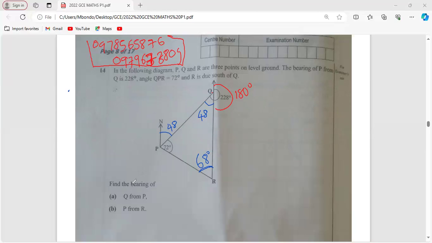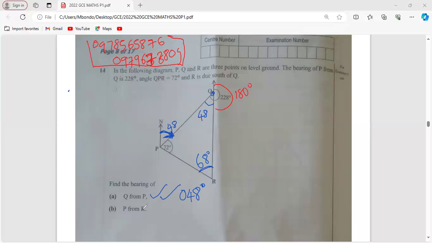What are we supposed to find? We are supposed to find the bearing of Q from P. The bearing of Q from P is actually going to be this bearing here. And this is already done. We have already done this, and our answer is going to be 048 degrees, because we focus on the three-figure bearing. So this is what we're going to have as our answer.